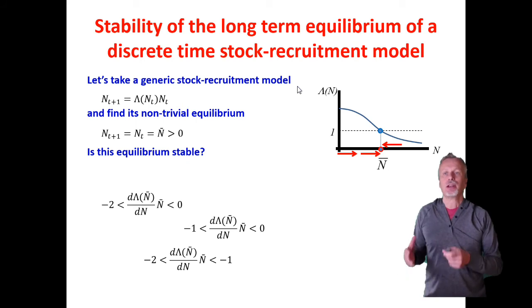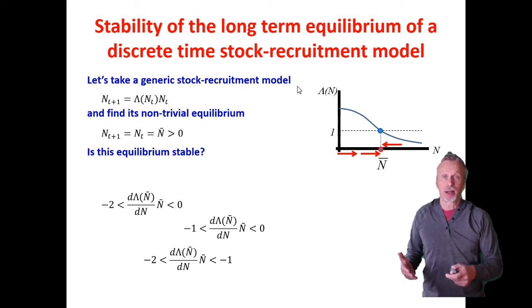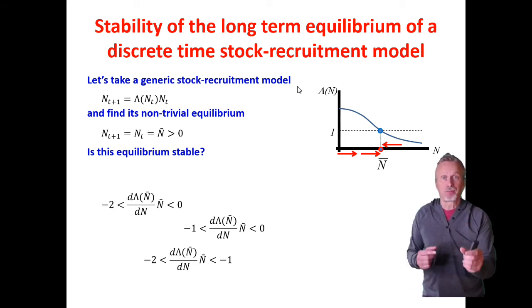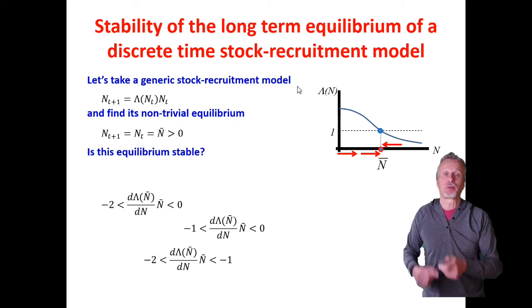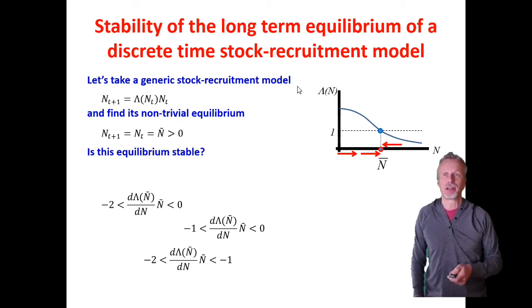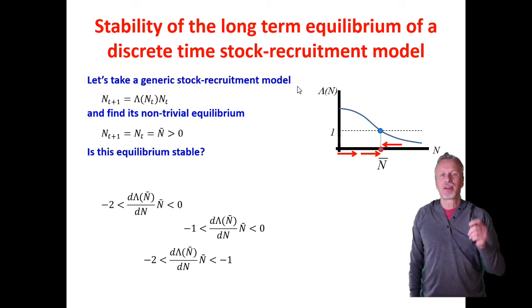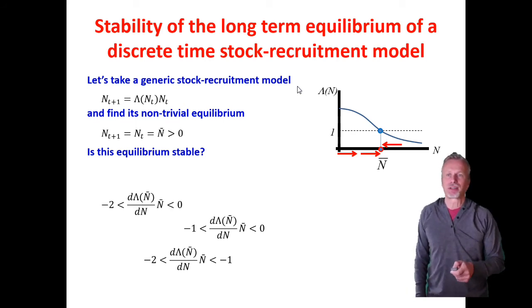In a continuous time model, the non-trivial equilibrium point is, like in the logistic model, a stable equilibrium point, an attractor, and if there is a perturbation from the equilibrium, the population will tend to go back to that equilibrium point. In discrete time models, this is not always guaranteed, and this is interesting.